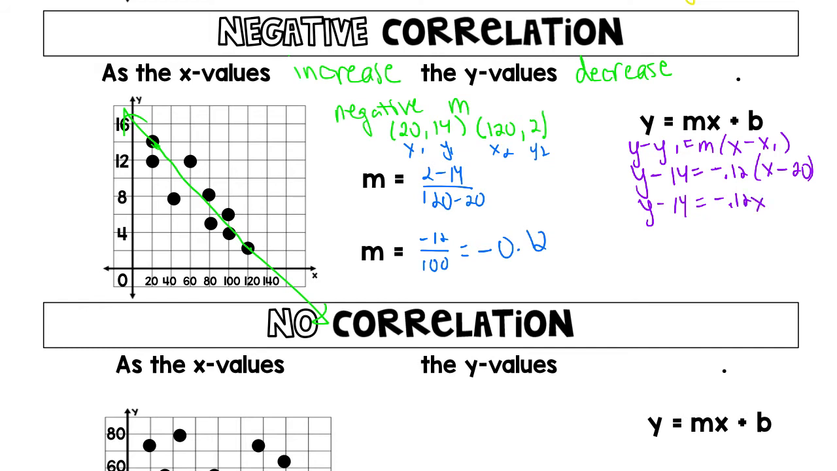plus 0.12 times 20, which is 2.4. We add 14 to each side. We get y equals negative 0.12x plus 16.4. So that means our y-intercept is 16.4, which looks about right. We seem to be crossing the y-axis above the 16, and our slope's negative 0.12, which is what we got.